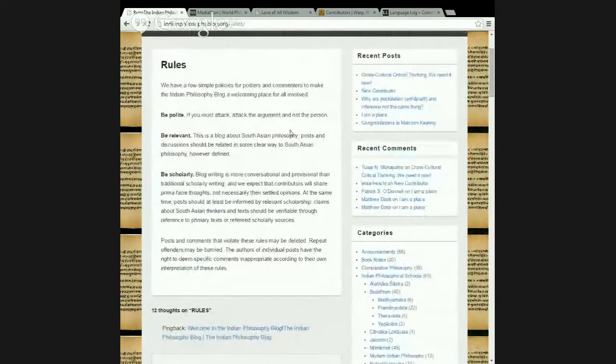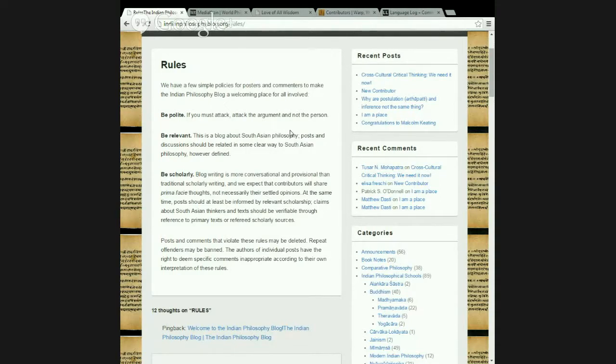Right. Be polite, the obvious one. If you must attack, attack the argument, not the person. Be relevant, meaning we don't want to get into extended discussions that are off the topic of South Asian philosophy. And then be scholarly, as in have some connection to the scholarly apparatus and support your claims.